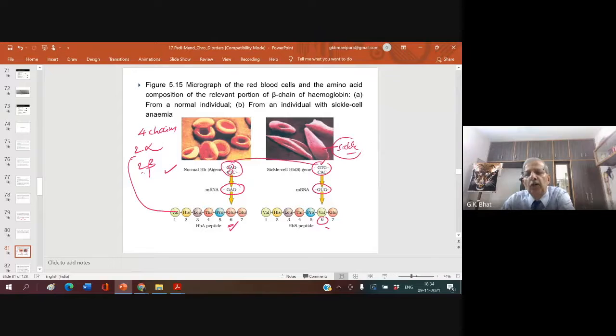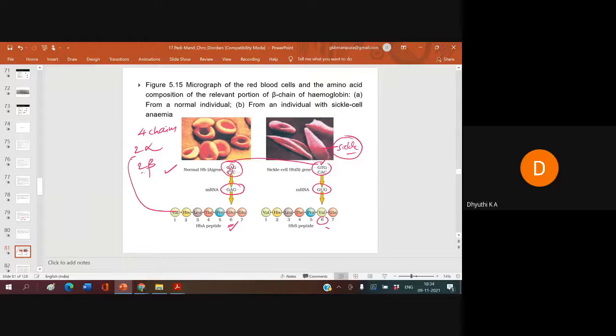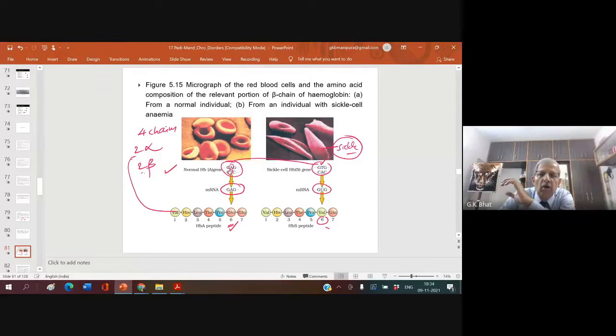The RBC produced will have a sickle shape, and the hemoglobin in this RBC fails to carry oxygen. More than that, they form a clump or aggregation in the blood vessel, obstructing the blood flow. Have you understood my point, or do you want still more explanation? Understood?